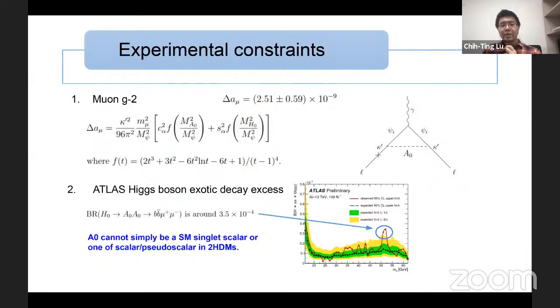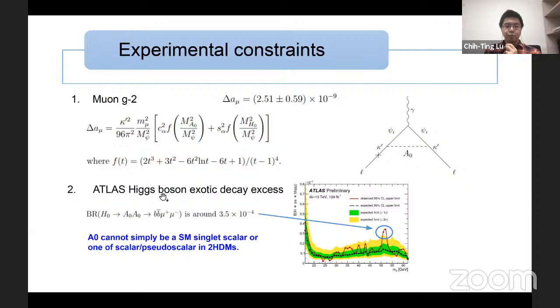And here for the experimental constraints, we first focus on the muon g-2, delta a_mu. We try to fix our parameters to agree with this range. And this delta a_mu mainly comes from the one-loop diagrams for the formula showing here.